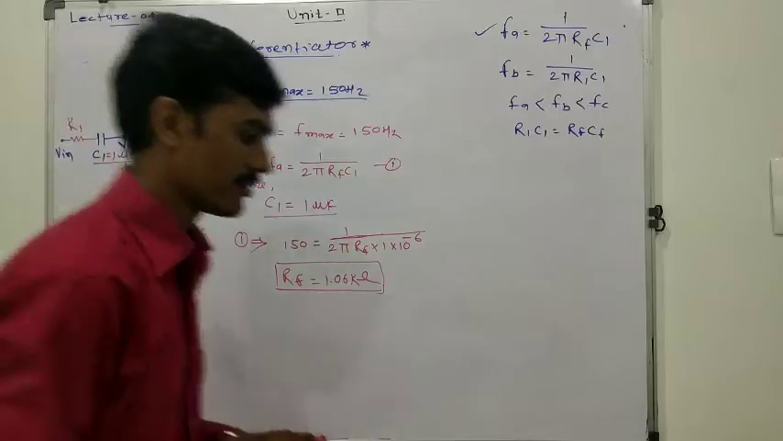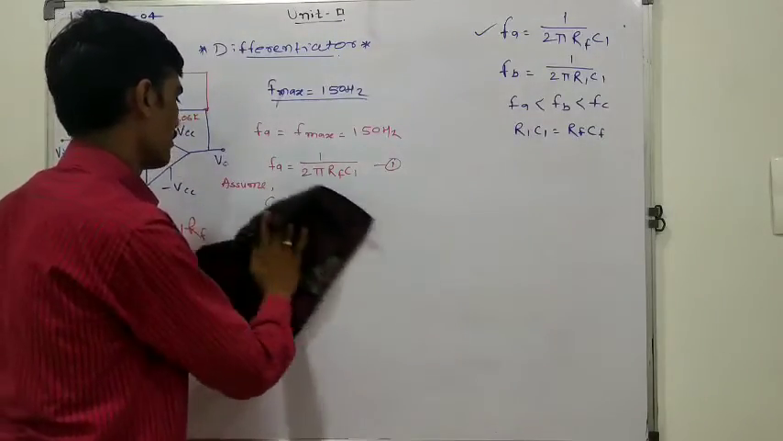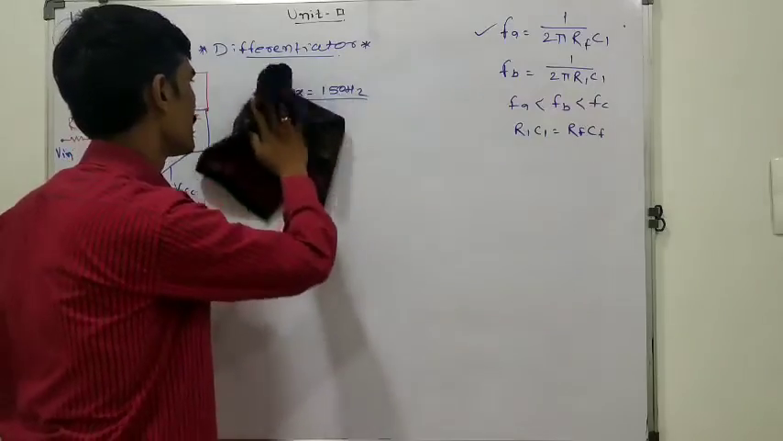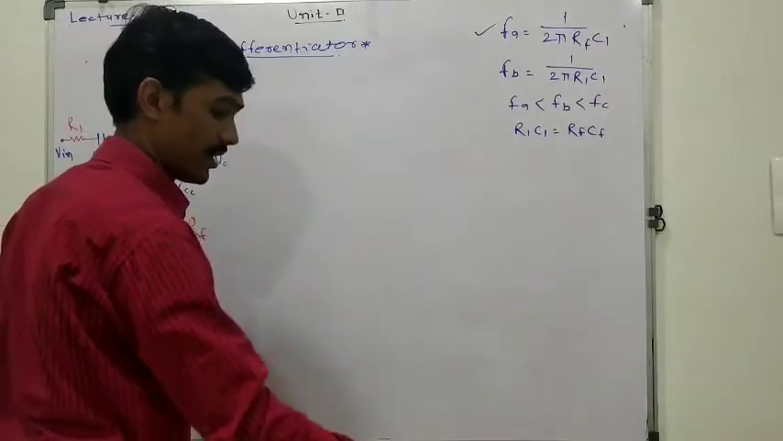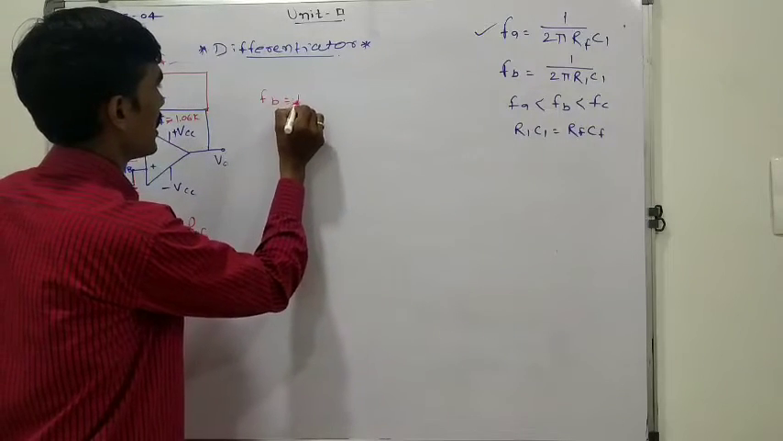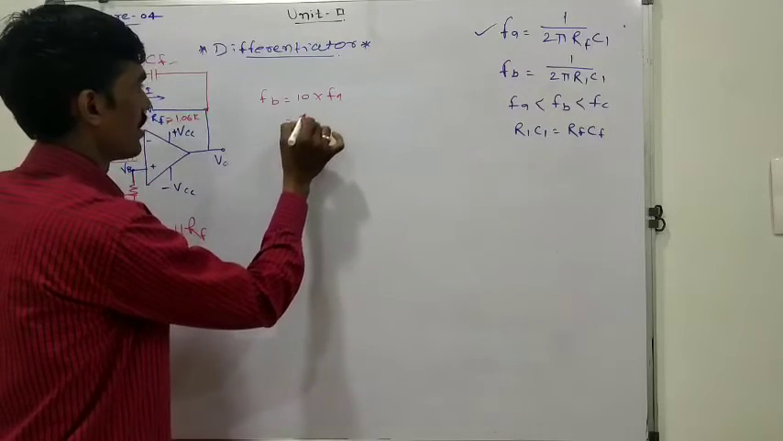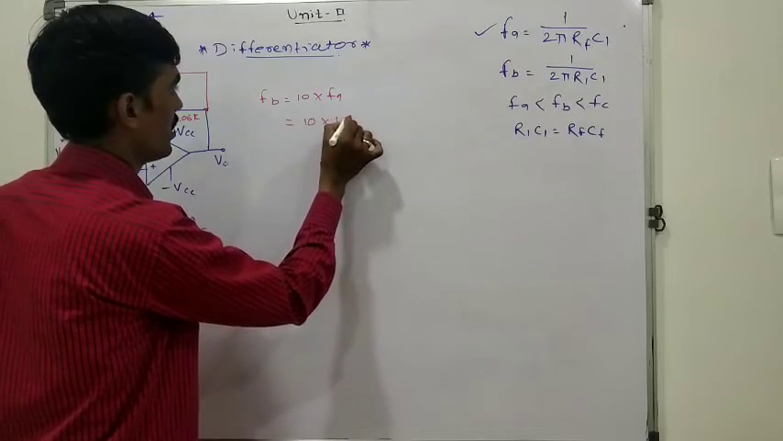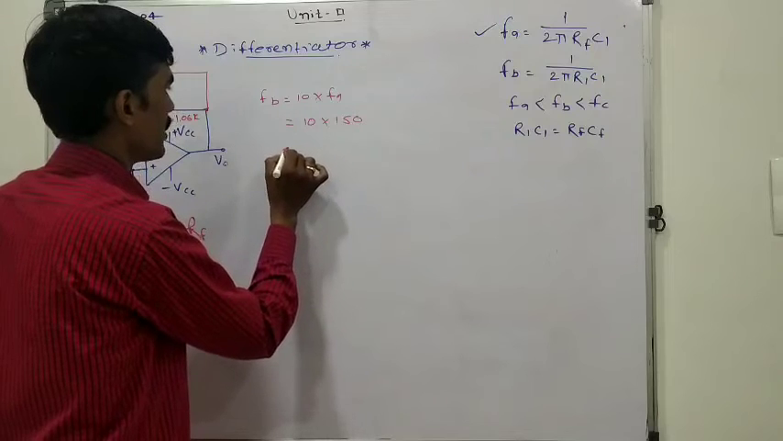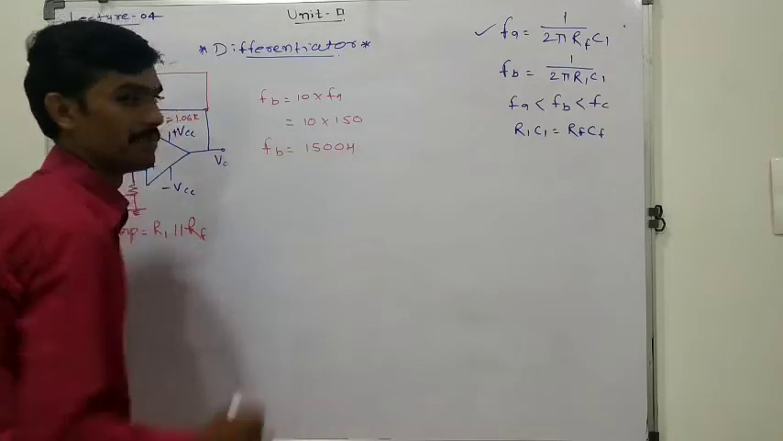So what is the next step? The next step is to select FB. So FB is nothing but 10 times FA. So what is FA? FA is nothing but the maximum frequency, 150. So here 1500 Hertz is nothing but FB.